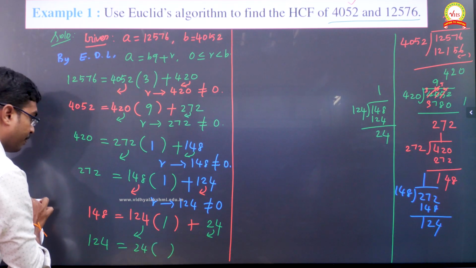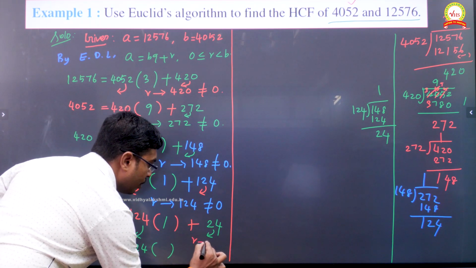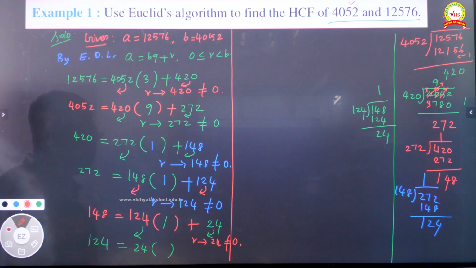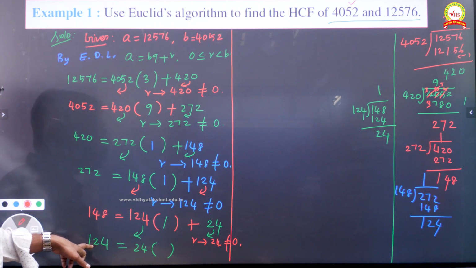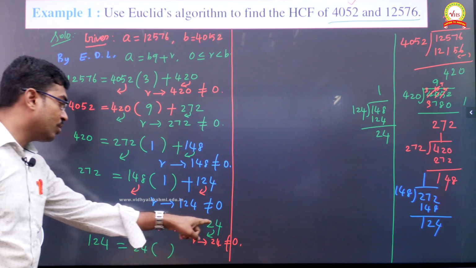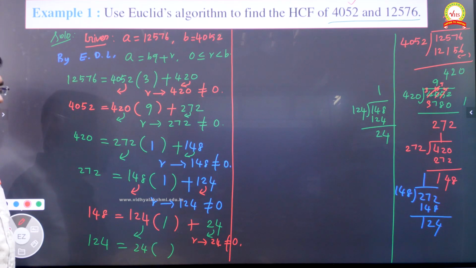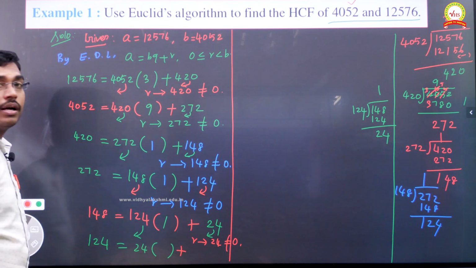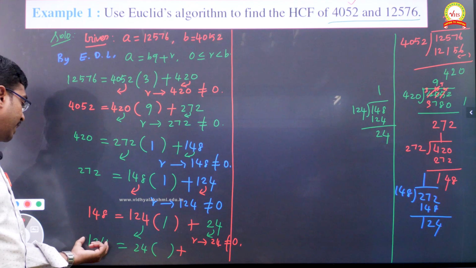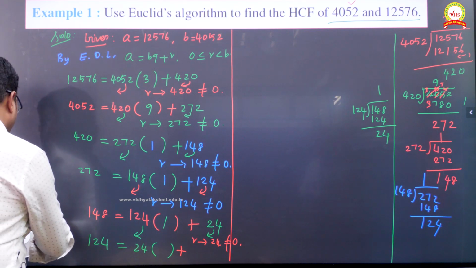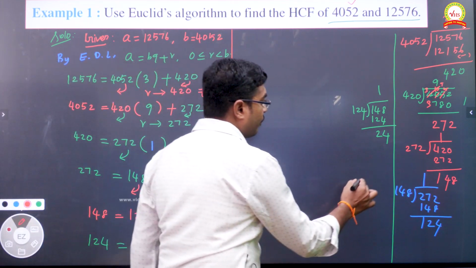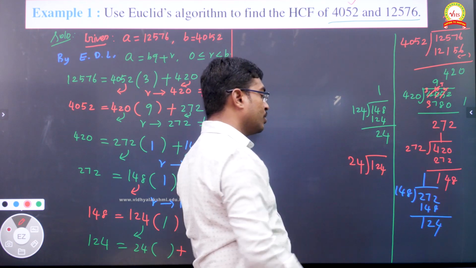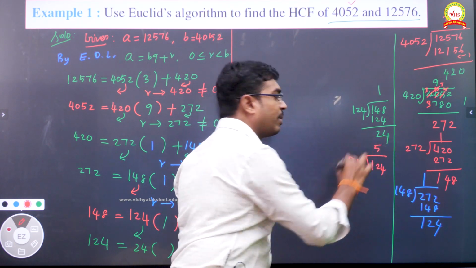So next, 124 becomes the dividend and 24 becomes the divisor, because the remainder 24 is not equal to 0. Yes or no? Not equal to 0. So continue the steps. What are the quotient and the remainder? Divide the value. 124 divided by 24. So 5 is possible.